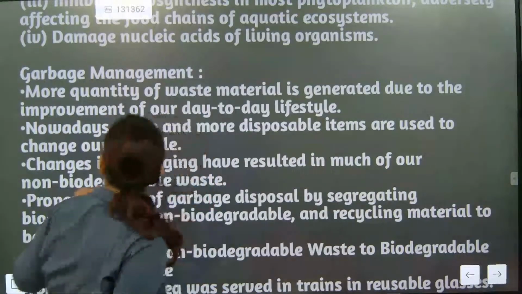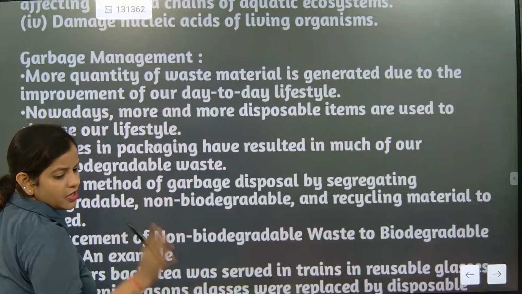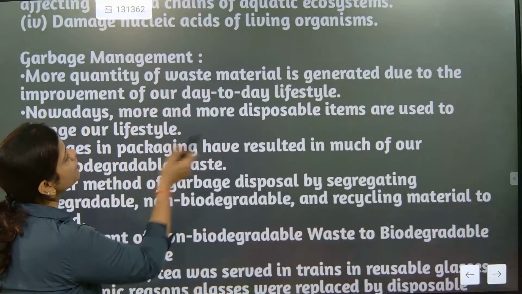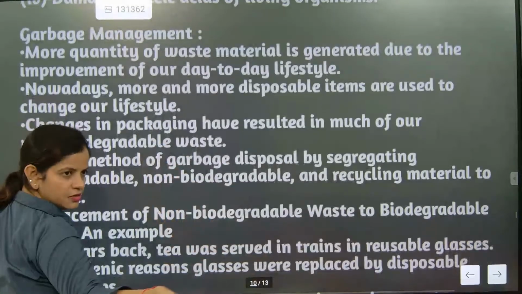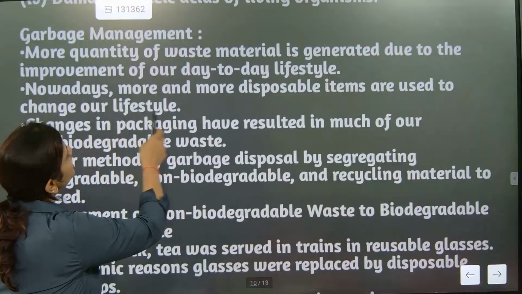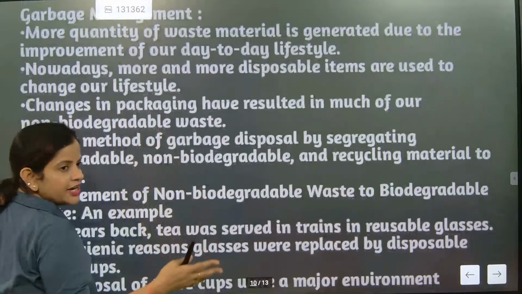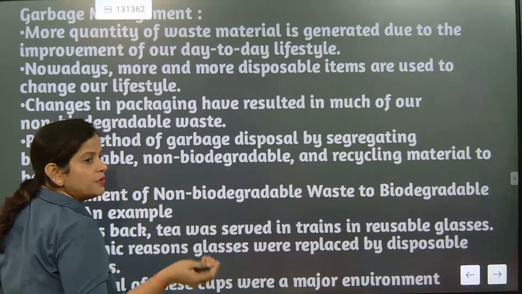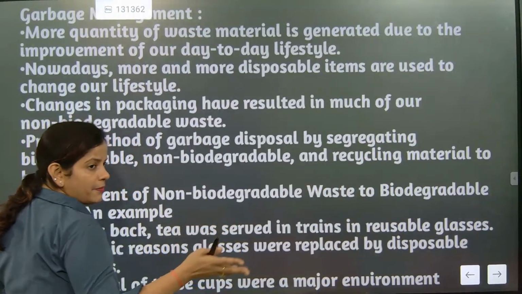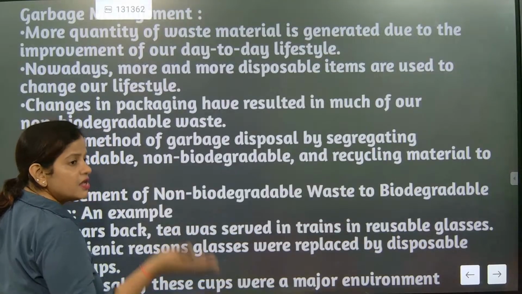Understood? Now we are going to talk about it one by one. The first point is that more quantity of waste material is generated due to improvement of our day-to-day life. Nowadays, more and more disposable items are used to change our lifestyle. Disposable cups, disposable spoons, paper plates and everything. So it is polluting our environment.